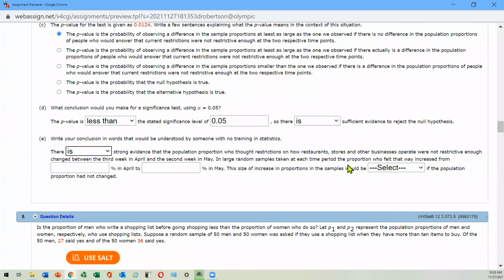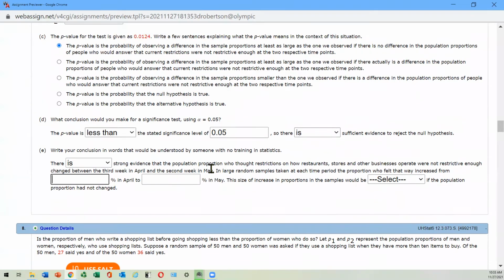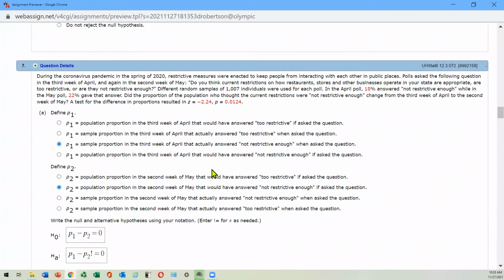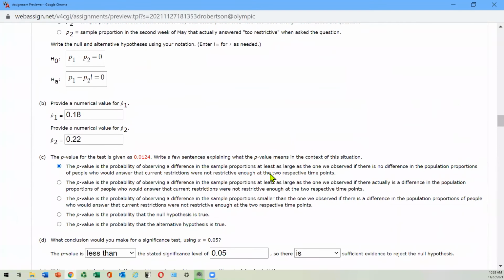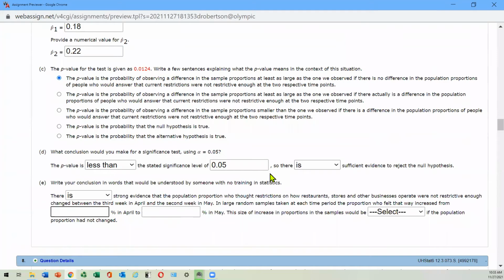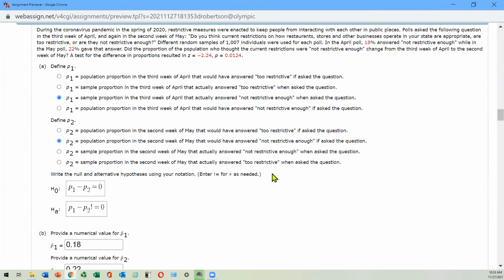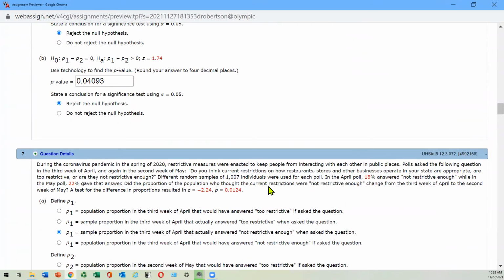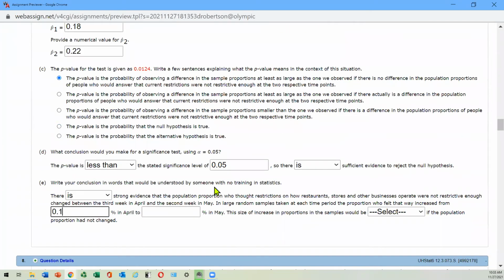In large samples at each time period, the proportion increased from, let's get the numbers back in, 22 and 18. Which one was April? 18. So 0.18. Or we won't need, it is percentages, so I should put in all numbers. So it's 18, 22.